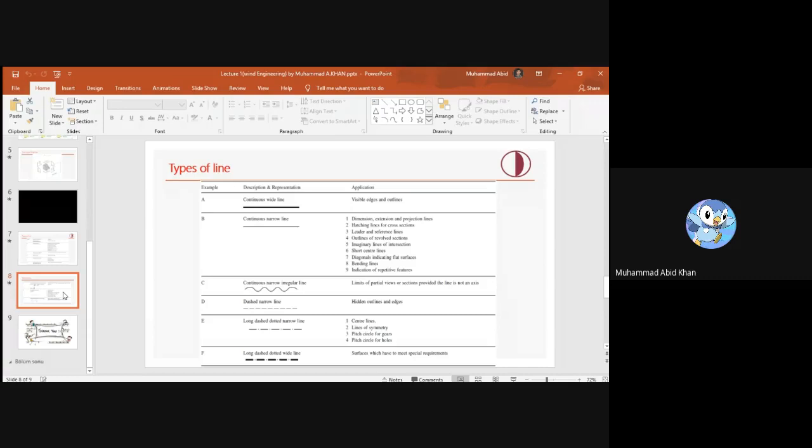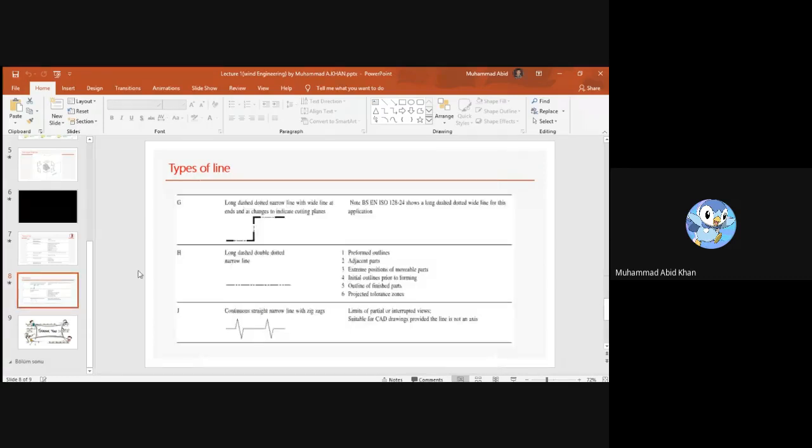Okay, in example G, you can see a long dashed dotted narrow line with a wide line at the change, to indicate a cutting plane. You can see this is the given example in the application where we are using it.